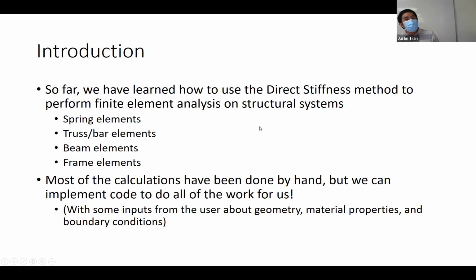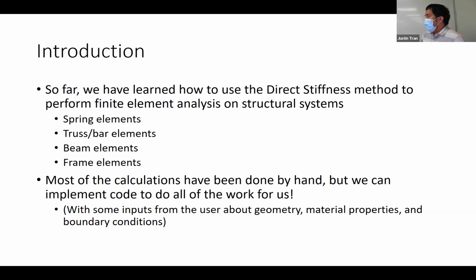Okay, so introduction. So far we've learned how to use the direct stiffness method to perform basically FEA on structural systems. And that includes spring elements, truss elements, beam elements, and finally frames. Okay. And so far, most of the calculations that we've been performing have been done by hand. That refers to the element stiffness matrices, right? All those have been by hand so far. But we can write a code to do all this work for us.